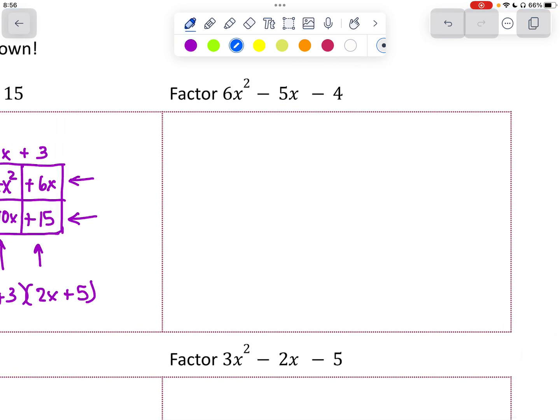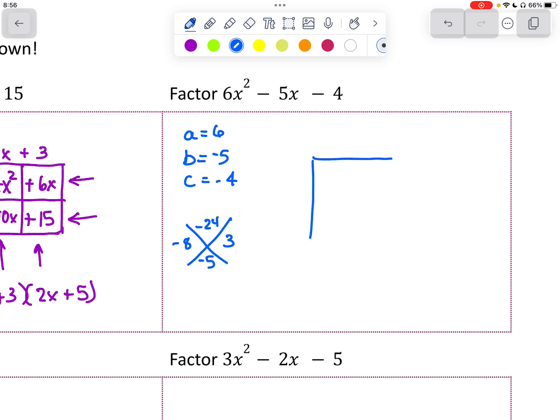So hopefully you've had a chance to work on some now. A is 6, B is -5, C is -4. Looking for two numbers that multiply to give me -24, that add to give me -5. That's going to be 8 and 3, but the 8 has to be negative.